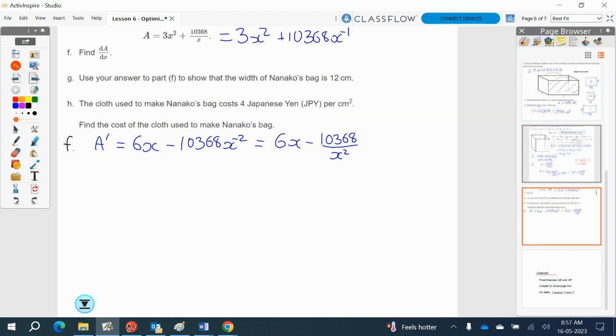So this question says, use your answer to part F to show that the width is going to be 12 centimeters. If you were to graph this, you could find that it's 12 centimeters. But the reason they say use your answer to part F is you can't do that. You have to use the derivative to do this. You could simply sketch and you'll see the graph goes down to a minimum value. That would work, but the structuring of the question says you have to use your answer to part F.